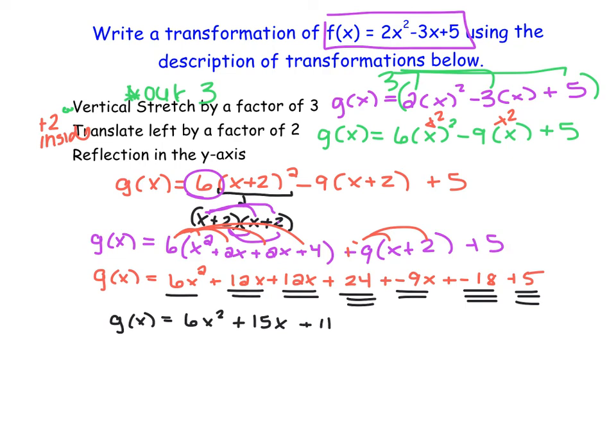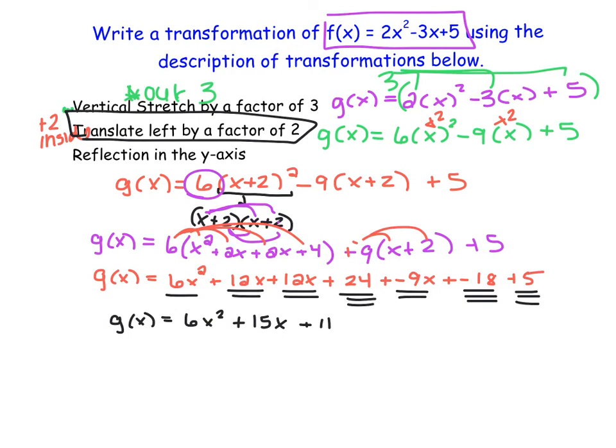So I combined all of my like terms together, and I've now performed this translation left by a factor of 2. So you can see how the translations to the left and the right do require a little bit more work here. They're a little bit tricky, but if we just take our time and multiply it out, it's not too bad.